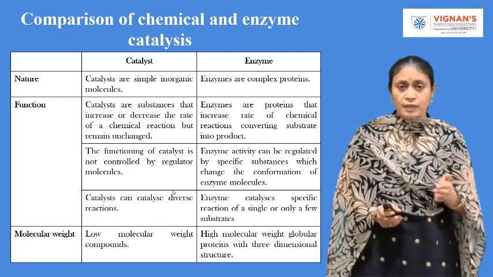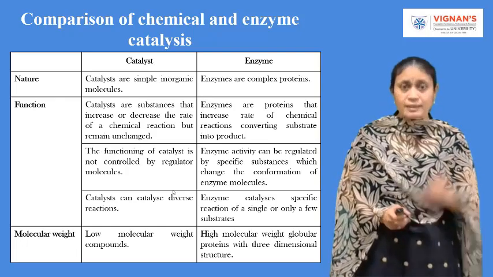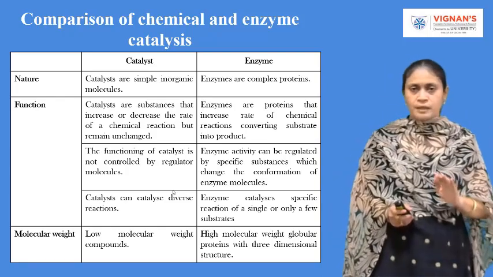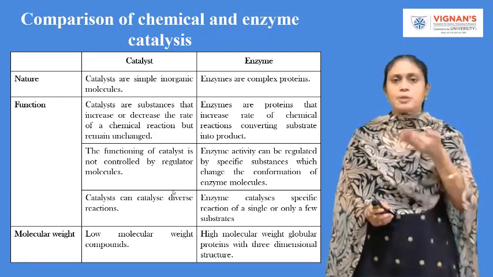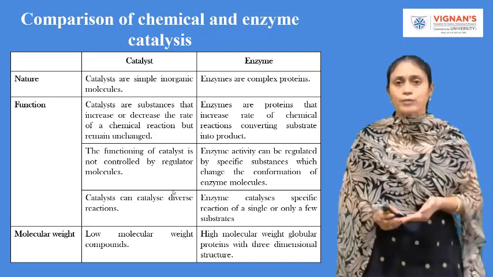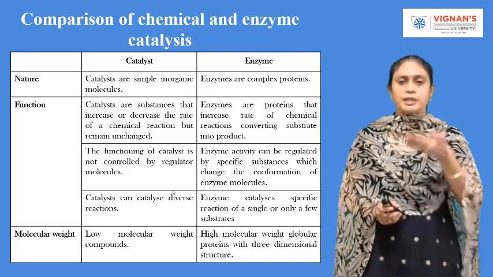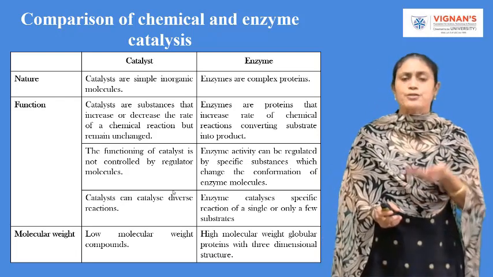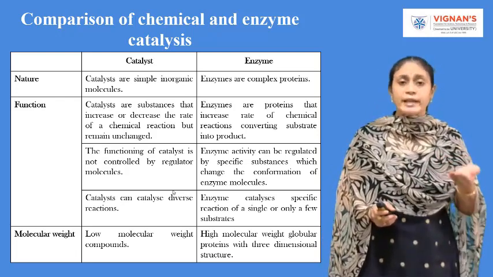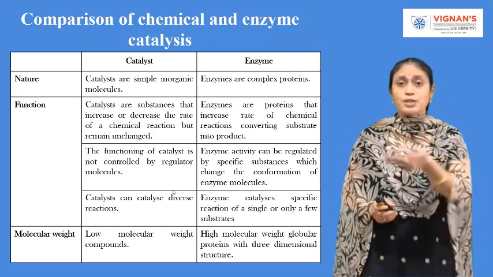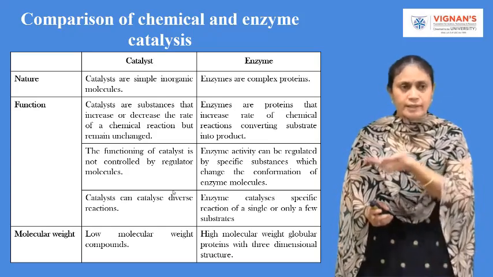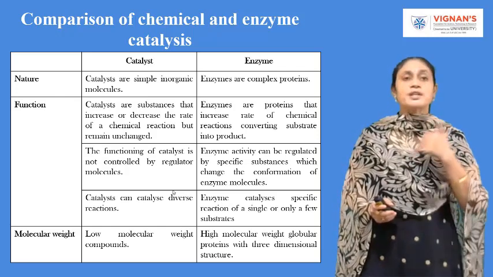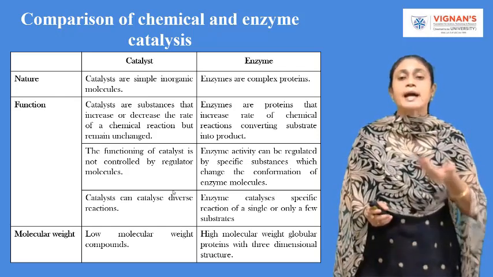Coming to the function, chemical catalysts are the substances that increase or decrease the chemical reaction but remain unchanged. Coming to the enzymes, enzymes are proteins that increase the rate of chemical reactions, converting the substrate into product. The functioning of a catalyst is not controlled by any regulator molecule, but the function of an enzyme can be regulated. Enzyme activity can be regulated by specific substances which can change the conformation of enzyme molecules.